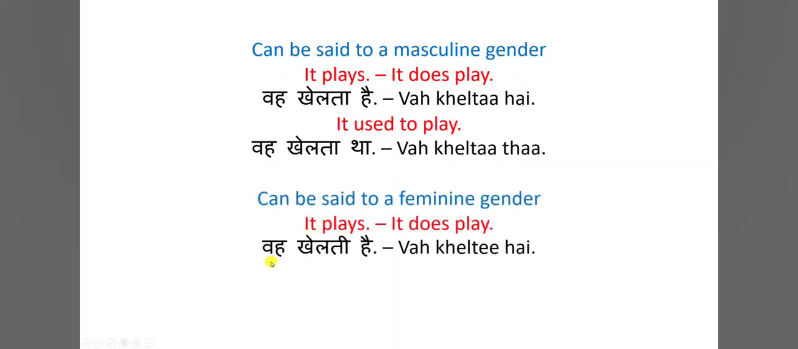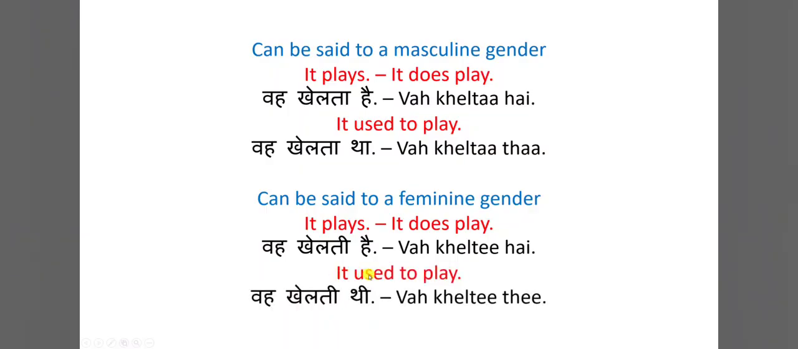It plays is वह खेलती है. It used to play is वह खेलती थी. Alright? So this is how we frame used to sentences. Okay? Let us look at few example sentences.